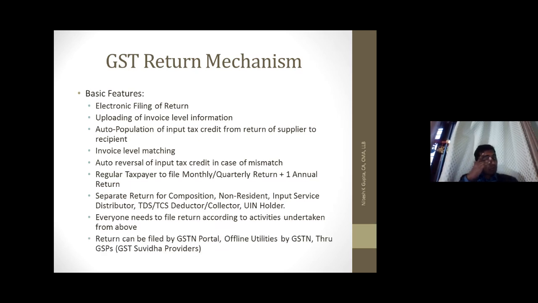A return can be filed through the GSTN portal directly. It can be filed offline also. Offline utilities are there. It's not that offline on paper. You need to prepare returns on the offline utilities and you can upload them on the GST portal later on. You can also file your returns through GST Suvidha Providers, that is GSPs.